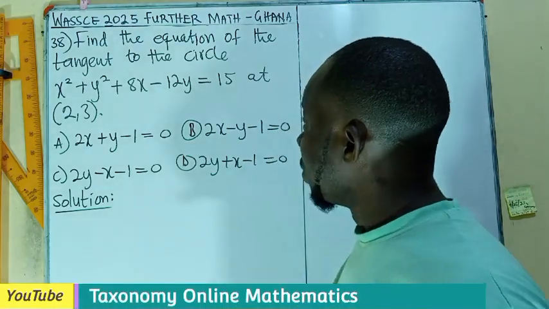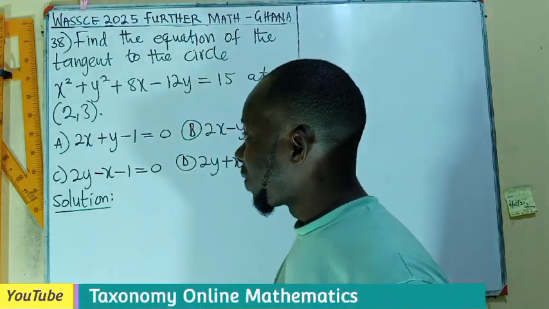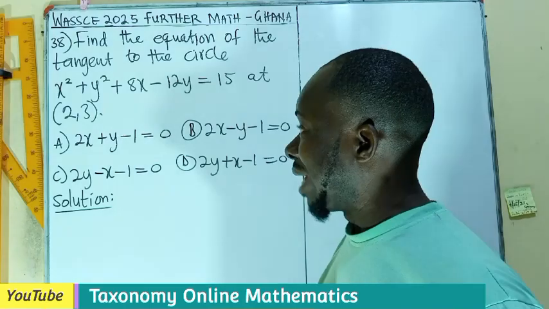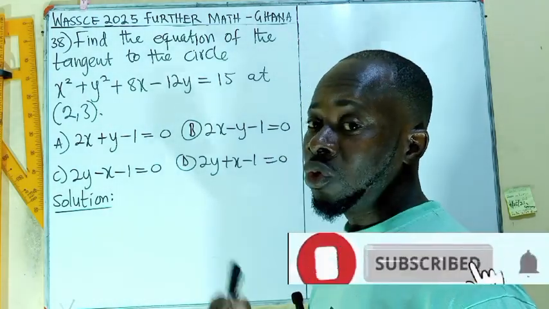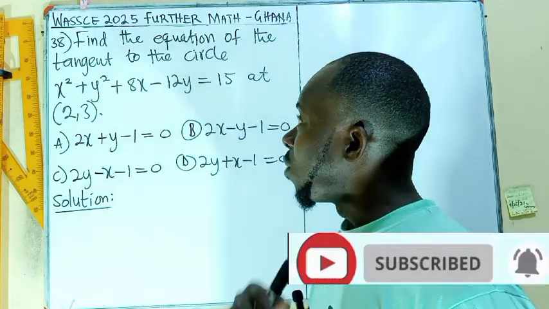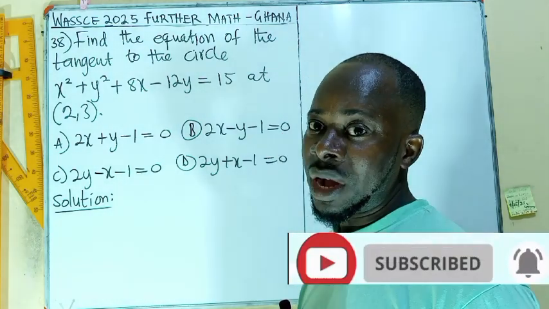We have to find the equation of the tangent to a circle x squared plus y squared plus 8x minus 12y equals 15 at the point (2, 3). This is question 38, WASSCE 2025, further mathematics for Ghanaian students.